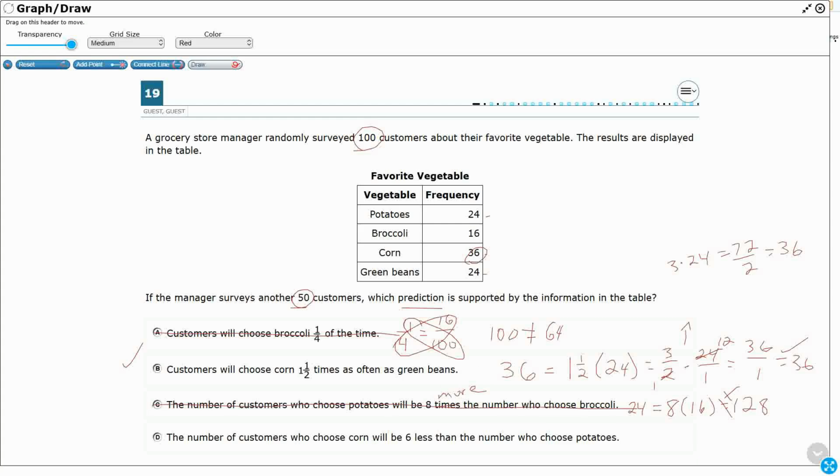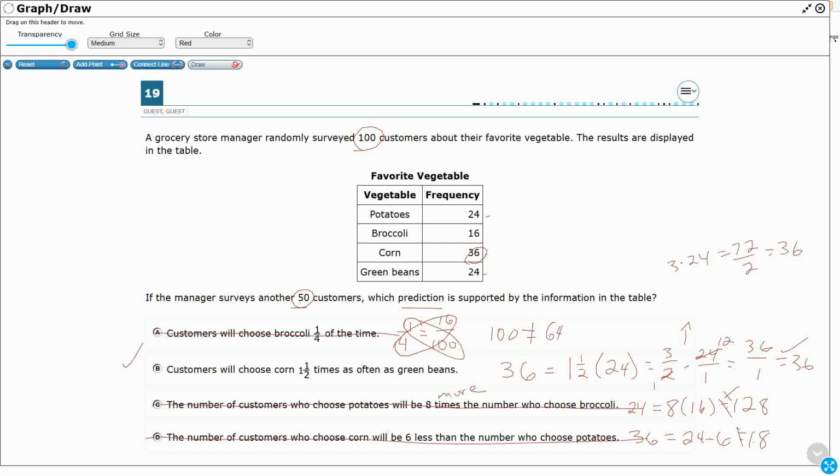And then the number of customers who chose corn will be 6 less than those who choose potatoes. Okay. So corn, 36, equals 6 less than potatoes, so 24 minus 6. I could have done minus 6 plus 24. And that's not even close, there's no way that that works. So that one is incorrect here. Corn is going to be less than potatoes? No. 36 is not 18.